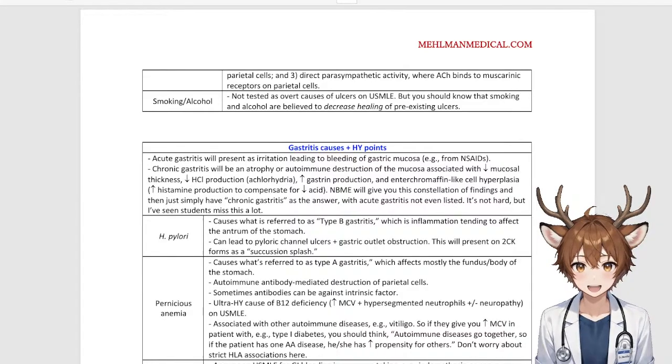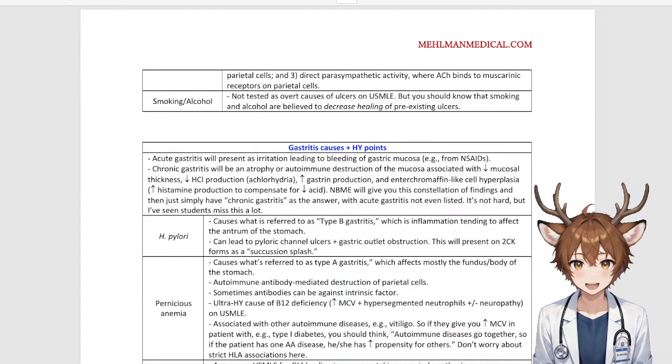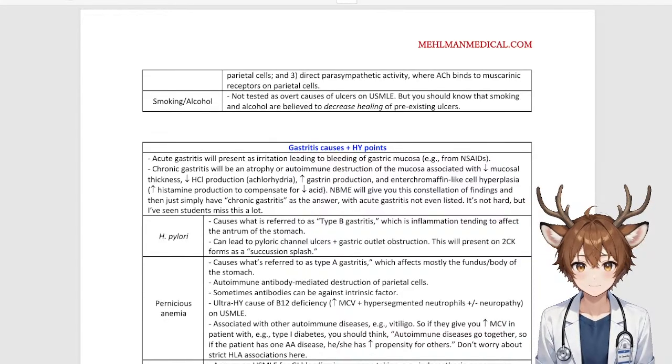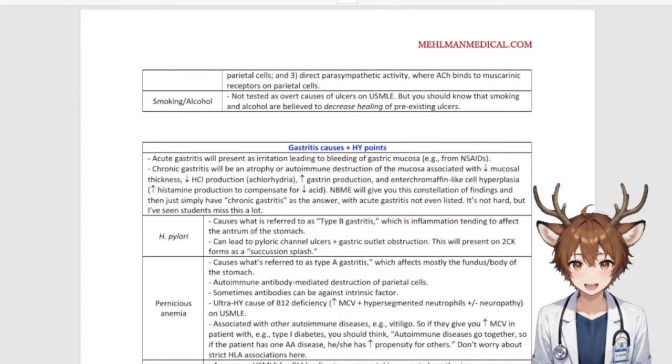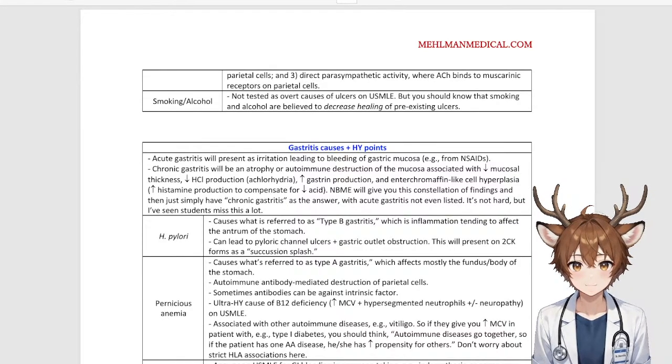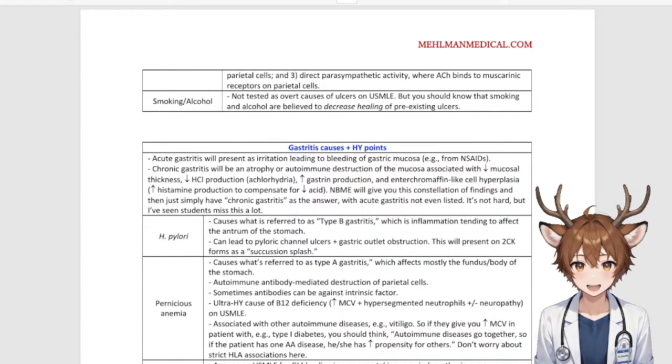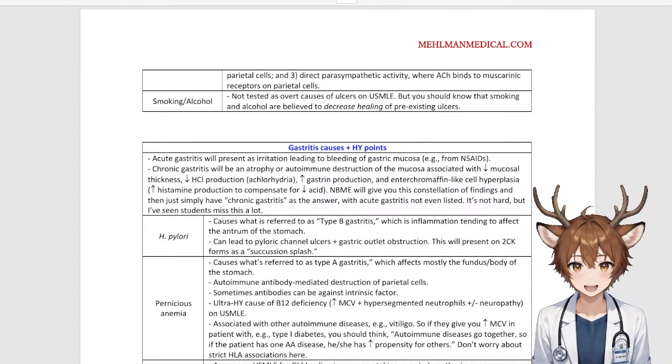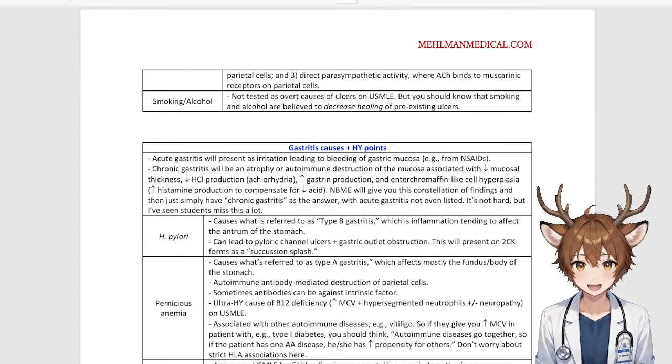For reference, this chapter we're doing today, we're starting off on page 116. We'll be trying to wrap up on page 148. I don't know if we're going to go that far for this entire video. If I don't, then I'll have to make a third video to wrap up the section. So regardless, let's begin at gastritis causes plus high yield points.